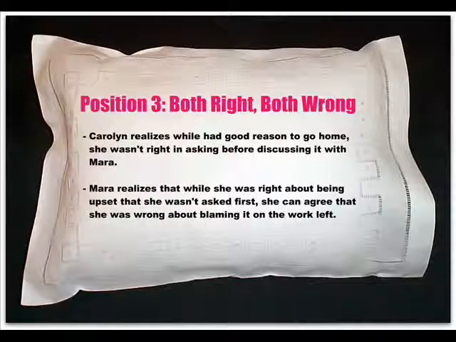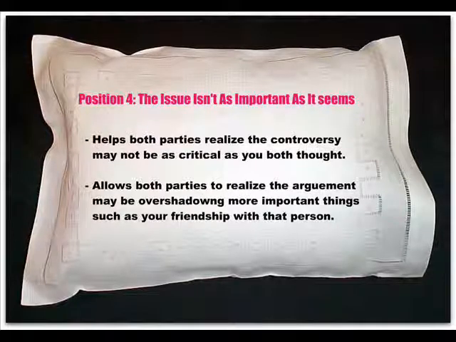From this example, we can see that Carolyn realizes she was right in having a good reason to go home, but wrong by not asking Mara first. Mara realizes that while she was right about being upset that she wasn't asked first, she was wrong about blaming it on the work. Let's see what happens when the girls move into the 4th and final position.